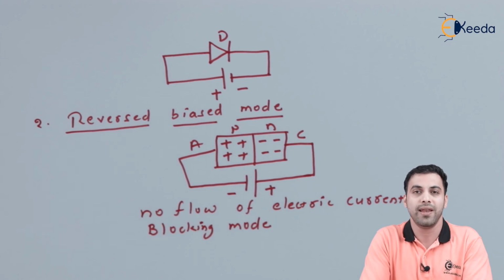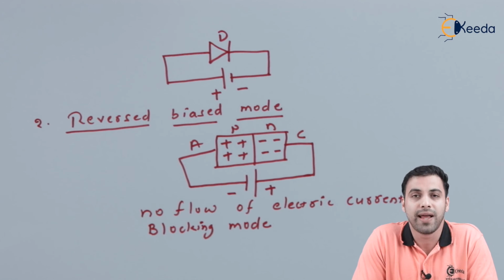So friends, finally, we came to the conclusion that a diode conducts when it is connected in the forward biased mode and it blocks when it is connected in the reverse biased mode.